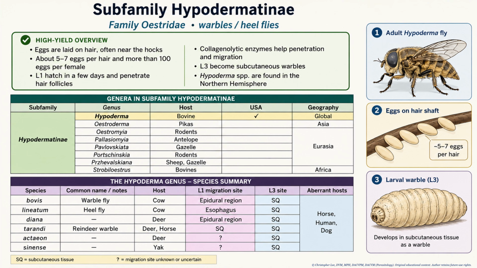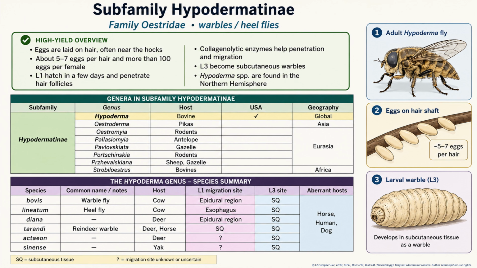Let's look at the word Hypodermatinae. Hypo means under, and derma means skin, so these are under-the-skin warble flies. In cattle, adult females attach eggs to hair, especially on the legs and lower body regions. After the eggs hatch, the first stage larvae, or L1, crawl to the base of the hair shaft and penetrate the skin, often through or near the follicular opening. From there, the larvae begin their internal migration before eventually becoming subcutaneous warbles.